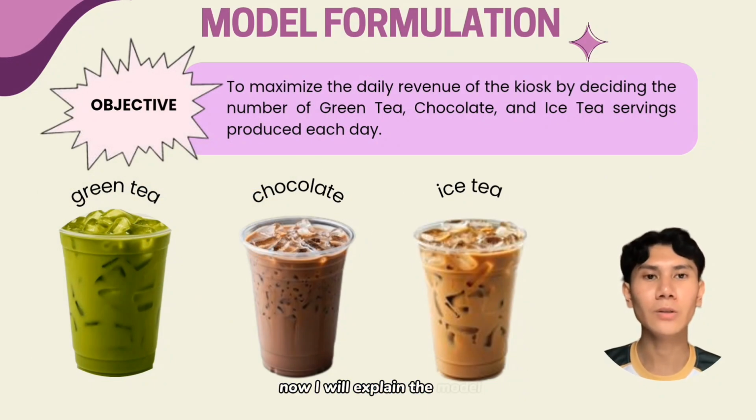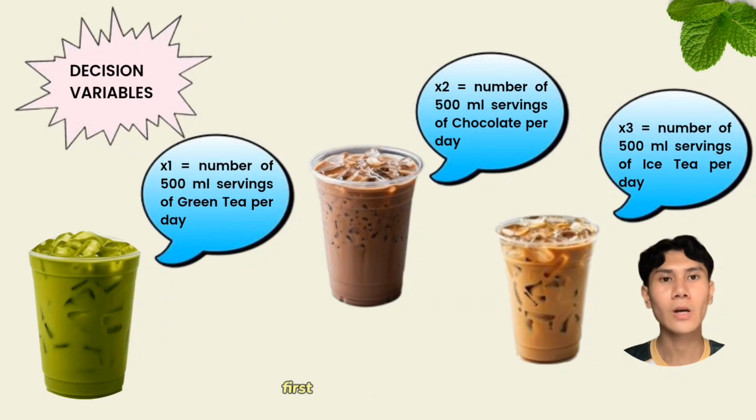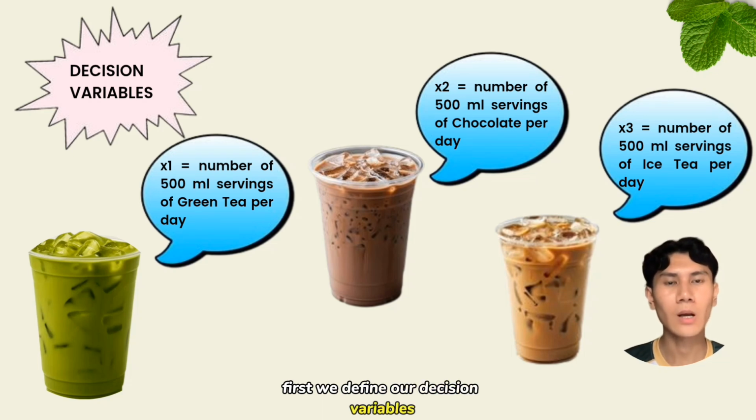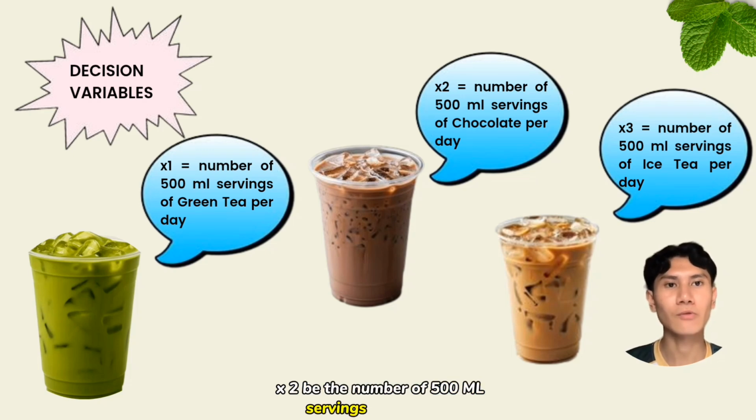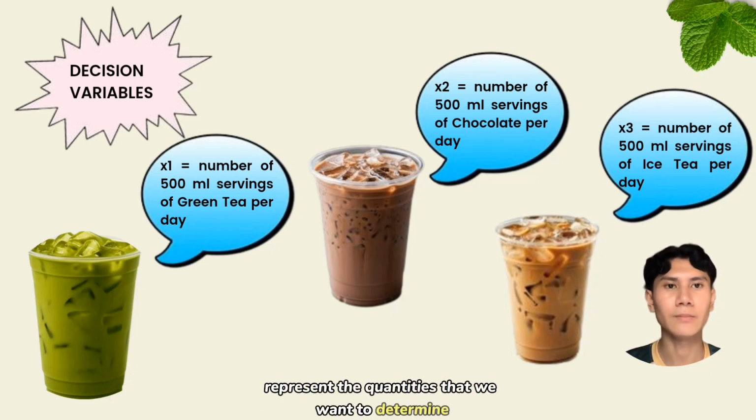Now, I will explain the model formulation for our linear programming problem. Our objective is to maximize the daily revenue of the kiosk by deciding the number of green tea, chocolate, and iced tea servings produced each day. First, we define our decision variables. Let x1 be the number of 500 ml servings of green tea, x2 be the number of 500 ml servings of chocolate, and x3 be the number of 500 ml servings of iced tea produced each day. These variables represent the quantities that we want to determine.